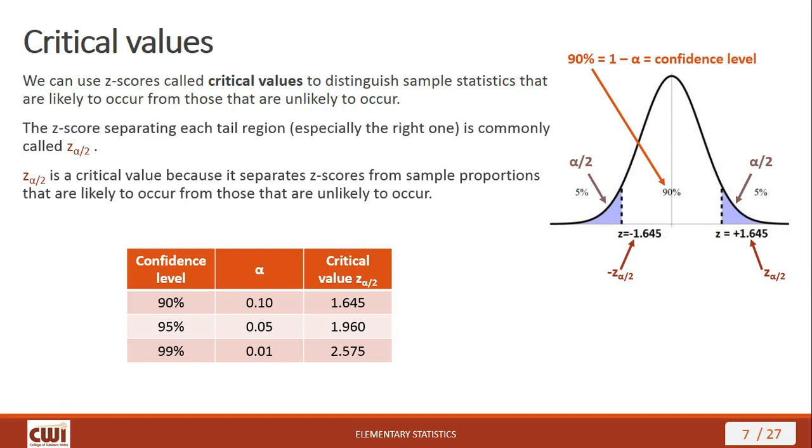Notice there are two critical values for a two-tailed region. We have a positive z-score on the right and a negative z-score on the left. Both of these critical values are needed to describe the total area alpha underneath the curve.